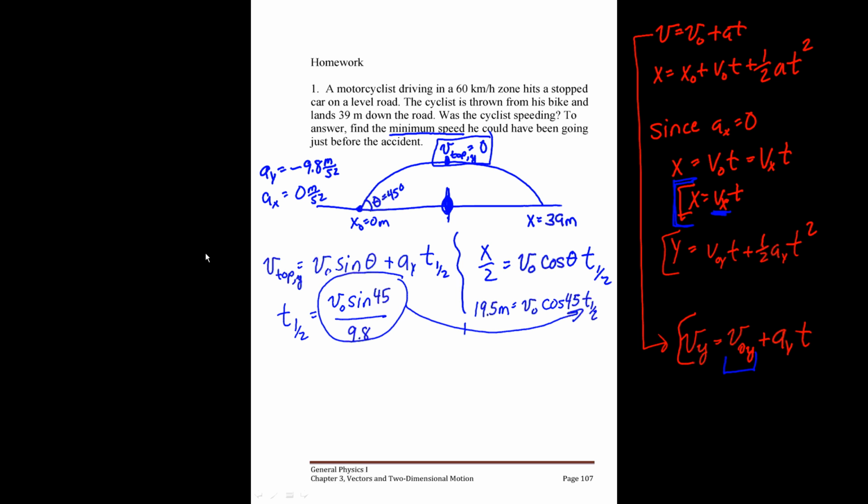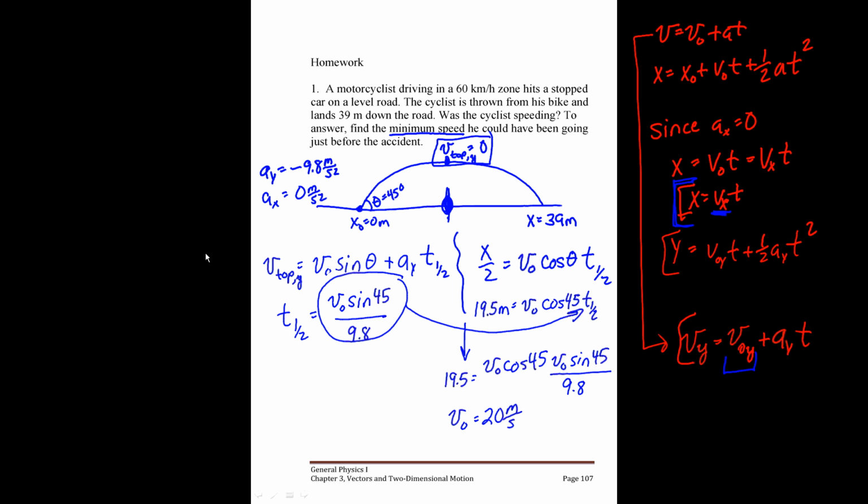All right, when I do that, I get 19.5 equals V naught cosine 45 times V naught sine of 45 divided by 9.8. All right, if I solve for V naught, I'll let you do this. V naught is equal to 20 meters per second.